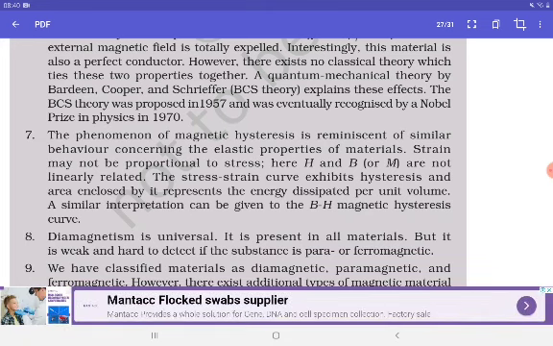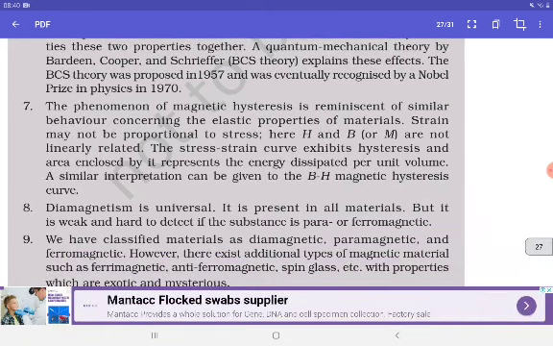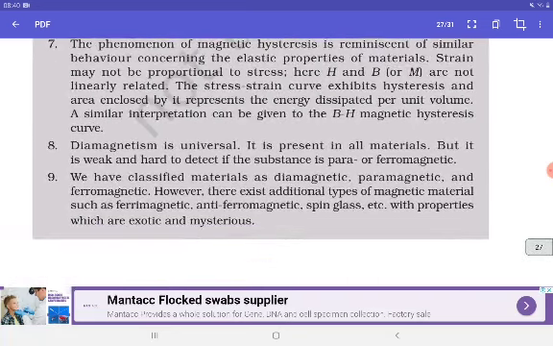The phenomenon of magnetic hysteresis is reminiscent of similar behavior concerning the elastic properties of materials. Strain may not be proportional to stress. Here, H and B are not linearly related. The stress-strain curve exhibits hysteresis, and the area enclosed by it represents the energy dissipated per unit volume. A similar interpretation can be given to the B-H magnetic hysteresis curve.